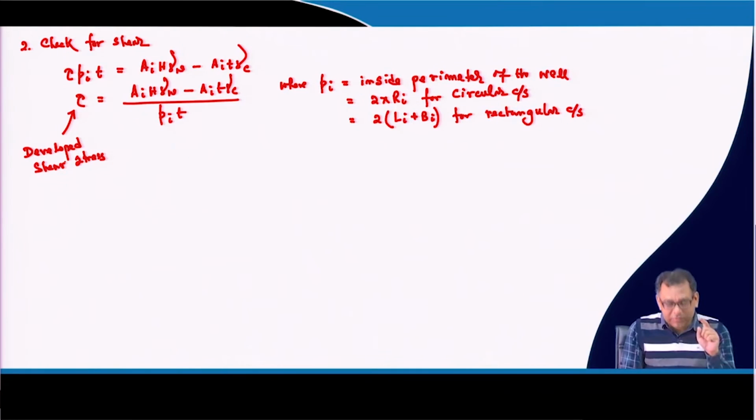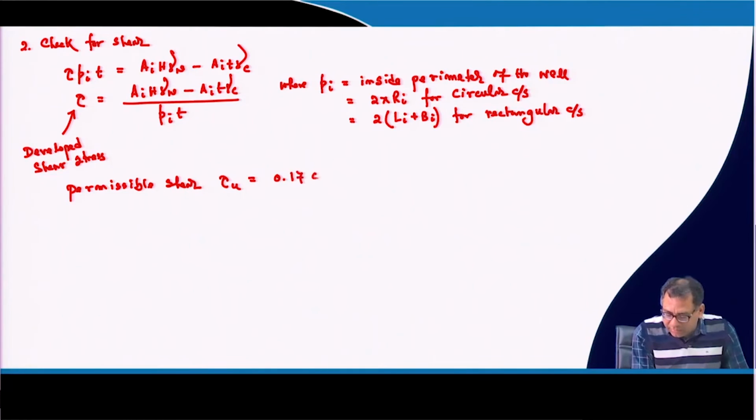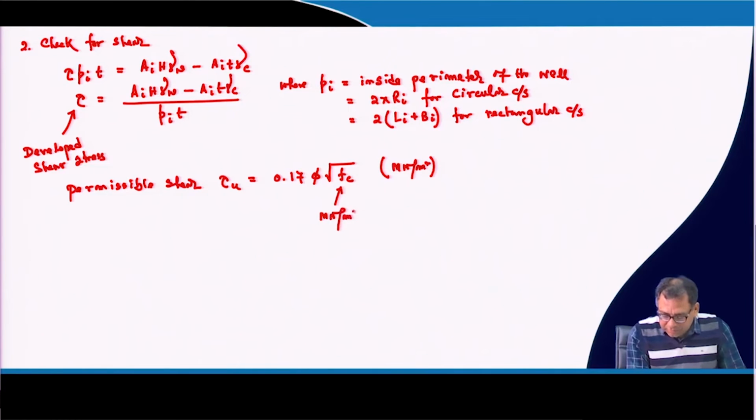The shear stress which is developed should be less than the permissible shear. That permissible shear is equal to tau ultimate, that is 0.175 root f c, which should be in mega Newton per meter square, where f c is in mega Newton per meter square, and we can take phi equal to 0.85.